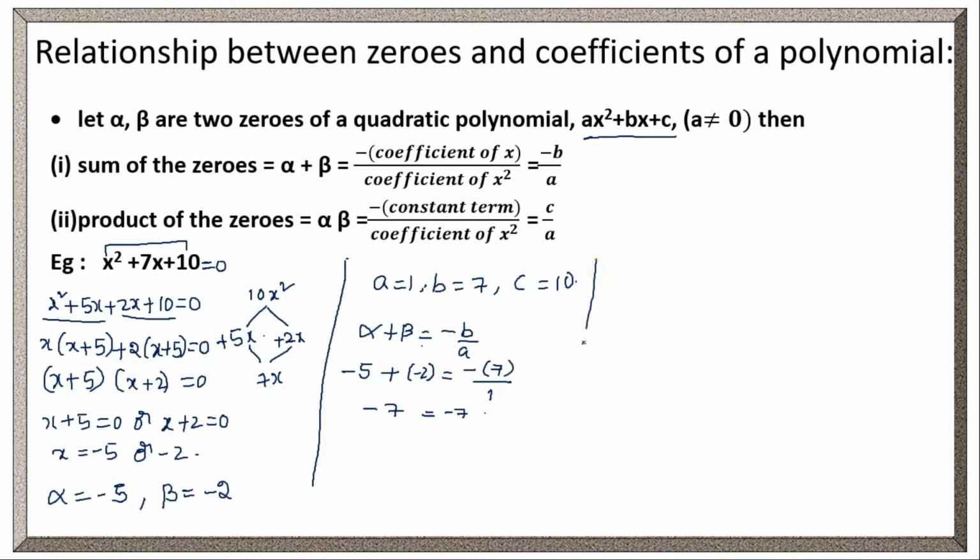Clear? Now the product of zeros. Product means we have to multiply those two zeros, alpha into beta, equal to c by a. What is alpha?